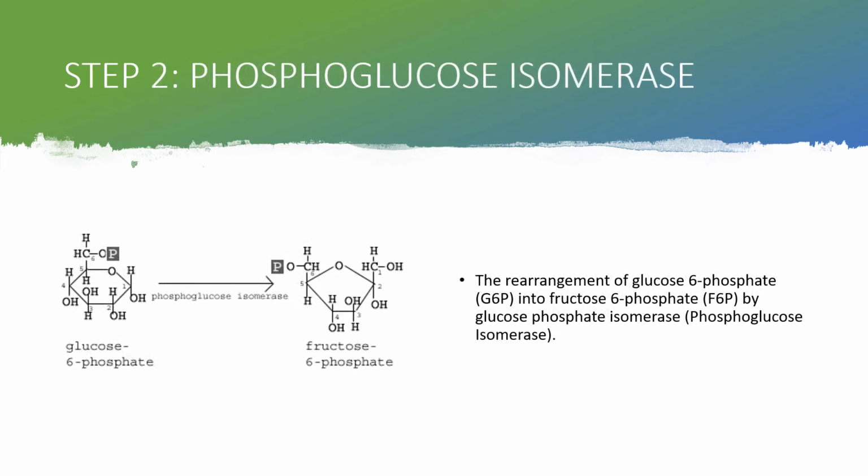The second step is the reaction catalyzed by enzyme phosphoglucose isomerase. In this step, glucose 6-phosphate, a more reactive molecule, is rearranged to become the isomer fructose 6-phosphate by enzyme phosphoglucose isomerase.